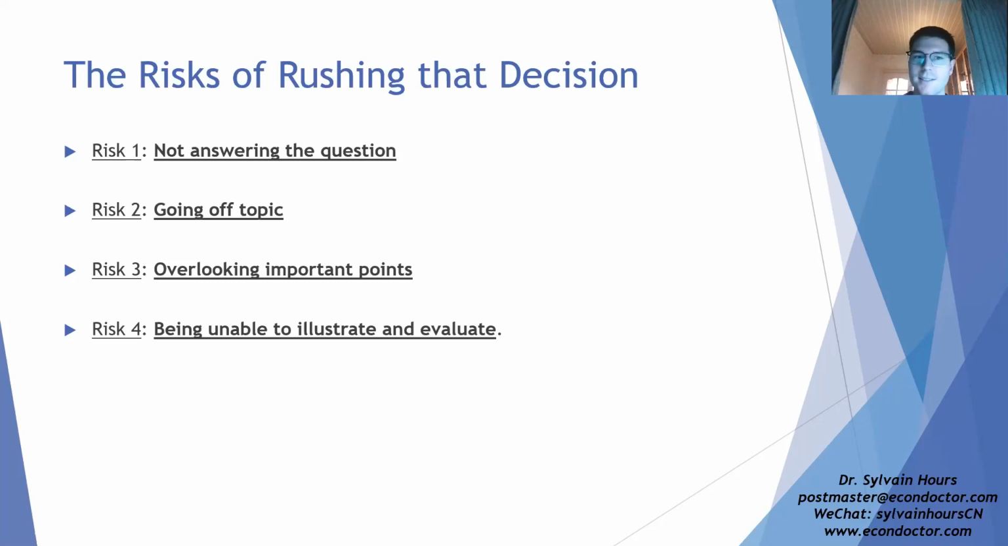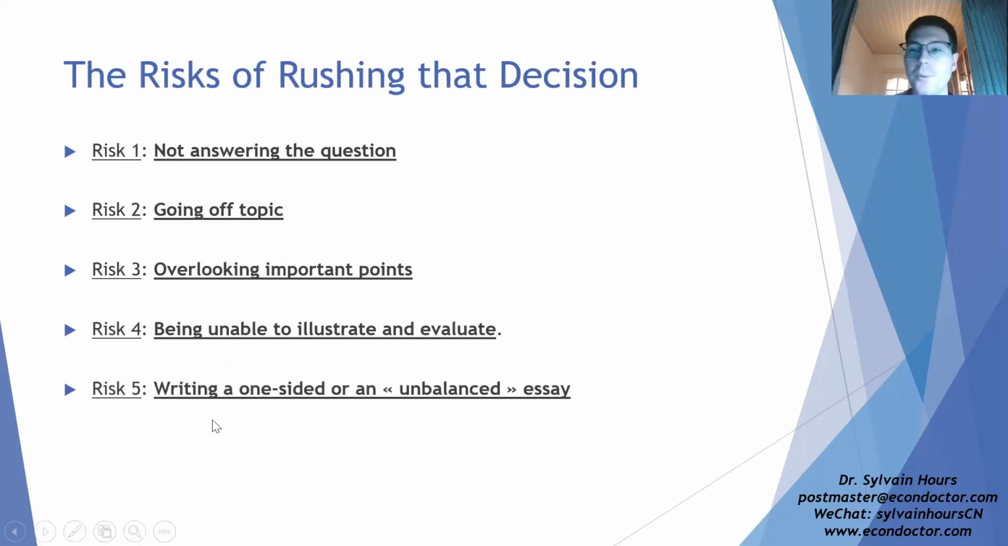But in many instances, they will not ask themselves if they have enough, if they have ways to apply their knowledge and ways to show their evaluative skills. So that's one big problem. Another risk is to write a one-sided or an unbalanced essay. This could be the case that the student has many arguments in favor of something, of one particular policy, but very few arguments against it or in favor of another policy. So this would be a one-sided essay. And again, in this case, the evaluative comment might be very difficult to make. And this would not show a finely shaded conclusion.